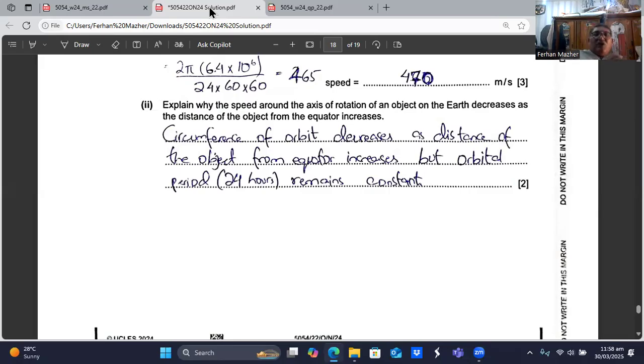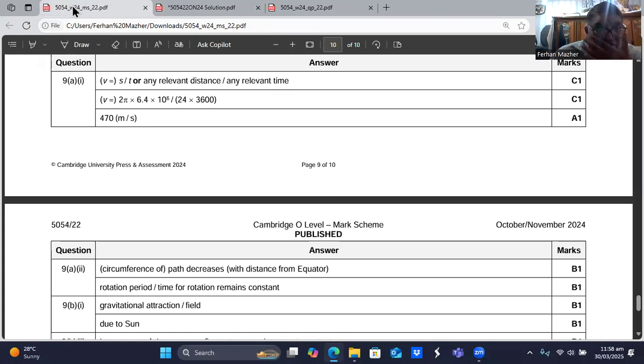The circumference of the orbit decreases as the distance of the object from the equator increases, but the orbital period remains constant. The orbital period in which that object will complete one cycle around the axis of the Earth will still be 24 hours. So that's why the orbital speed of that object will be less.